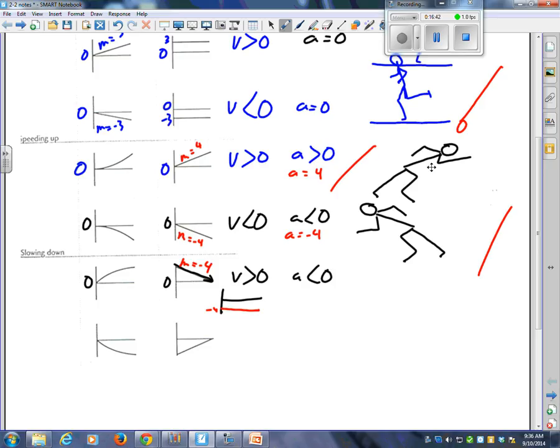Let's draw slowing down. They've won the race. They're celebrating. Got their hands in the air. Kind of like Ben Johnson crossing the finish line in 1988. You guys, have you ever seen that video?